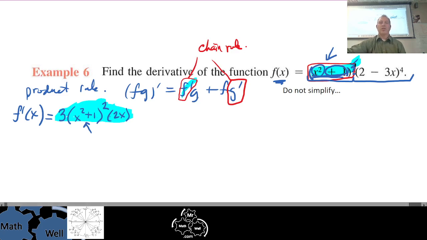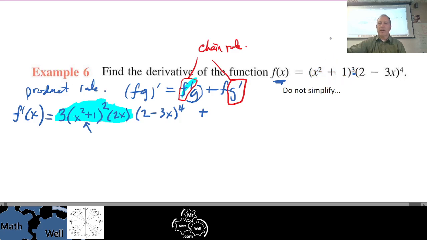Okay, let's move on. G, well, G's easy. Let's just do (2 minus 3x) to the 4. We leave it alone. You see, product rule says we leave G alone. I'm just going to show that as a multiplication of G. Fine. Plus f alone. Leave it alone. What was f again? I've messed it up over here. It is (x squared plus 1) to the power of 3.